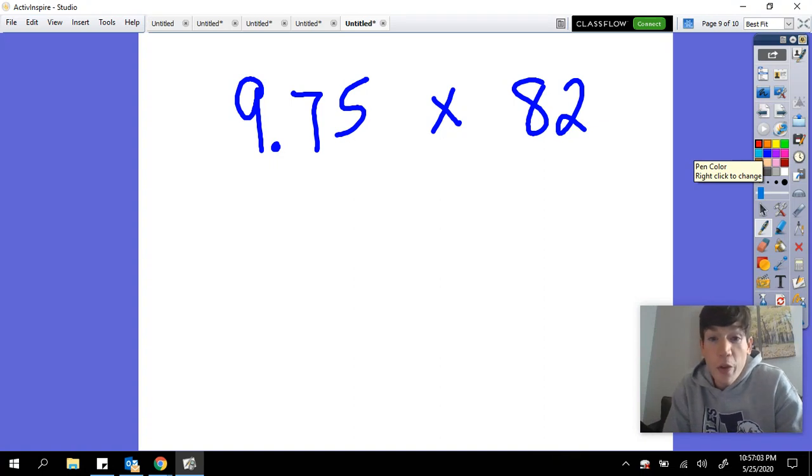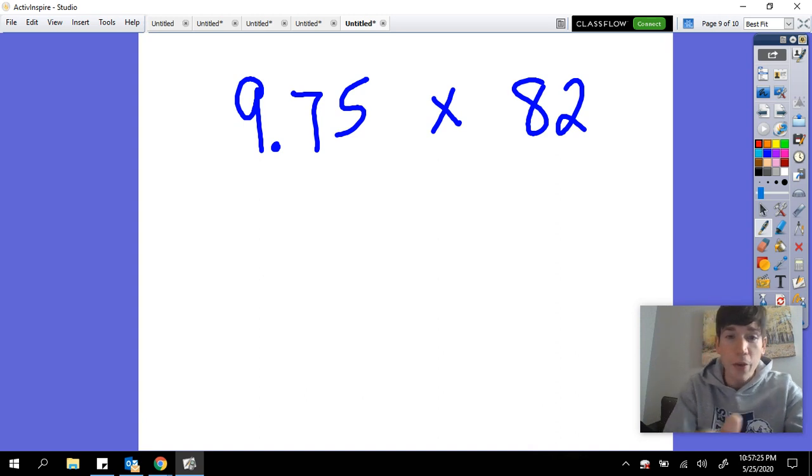So I want to give us a little review on how we can use multiplying by tens, hundreds, and thousands when we're multiplying by numbers that aren't tens, hundreds, or thousands. So in this example, we have 9 and 75 hundredths times 82. Now, one thing I always like to do is get an idea of what type of answer I should be looking for.